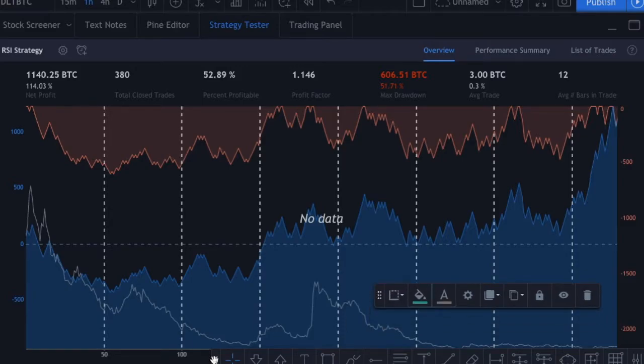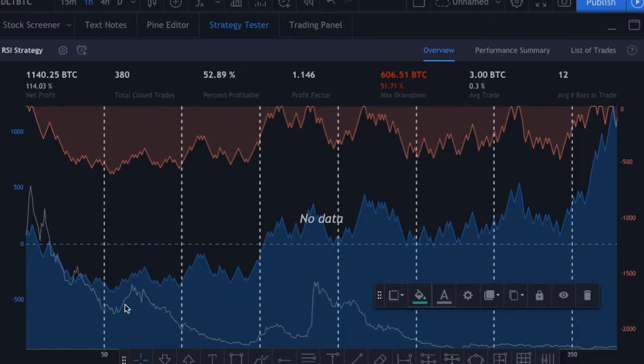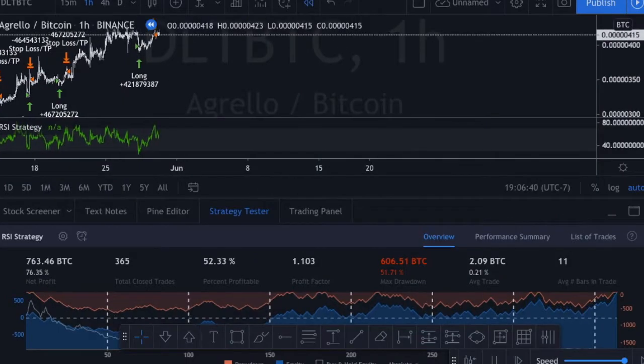But one thing that's very interesting about this strategy is if you look at the buy and hold equity down here, which is this white line that comes right below the blue shaded area, if I click on it, it disappears, and click on it again, it reappears. What this white line is, is the buy and hold equity, which means if you would have bought here, this is how much money you would have. You would actually have lost quite a bit. Whereas if you were trading this strategy, you would be up 114.03%. Really excited about today's video.